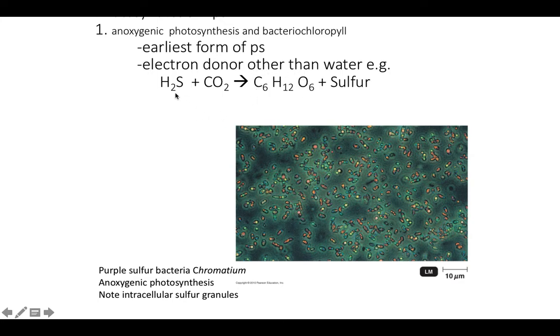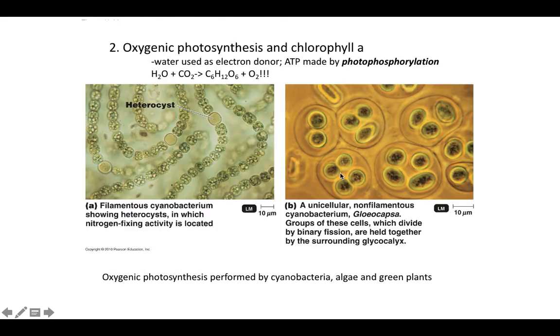And then as we have oxidized hydrogen sulfide, we're going to end up with elemental sulfur, right? And here's these cool purple sulfur bacterium, and these little yellow refractile granules are actually collections of sulfur inside the cells because they've been carrying out anoxygenic photosynthesis.